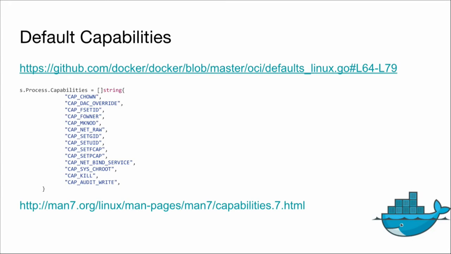If you browse the source code of Docker, you're going to see a list of capabilities. This is the default list of capabilities that Docker has. And if you want to see a complete list of the capabilities that are supported by the kernel, that's the URL, and you can study it.